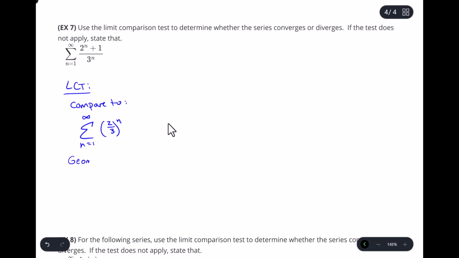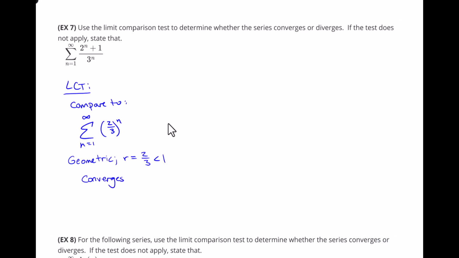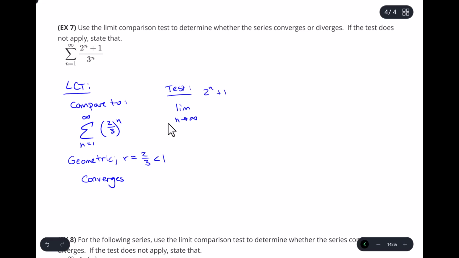So this is geometric, and the value of r is 2/3, which is less than 1. And when that's less than 1, it converges. All right, so we know this one converges. So then the test asks me to take a limit as n goes to infinity of the original series divided by the other series, so 2 to the n over 3 to the n.